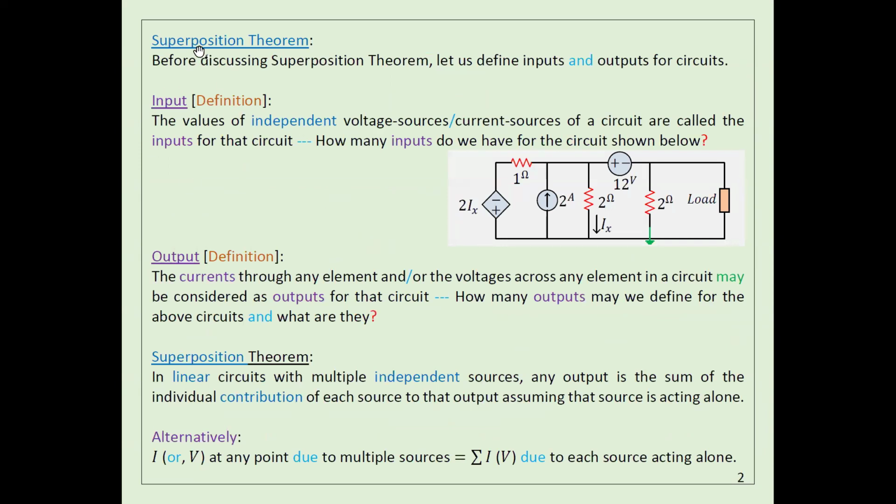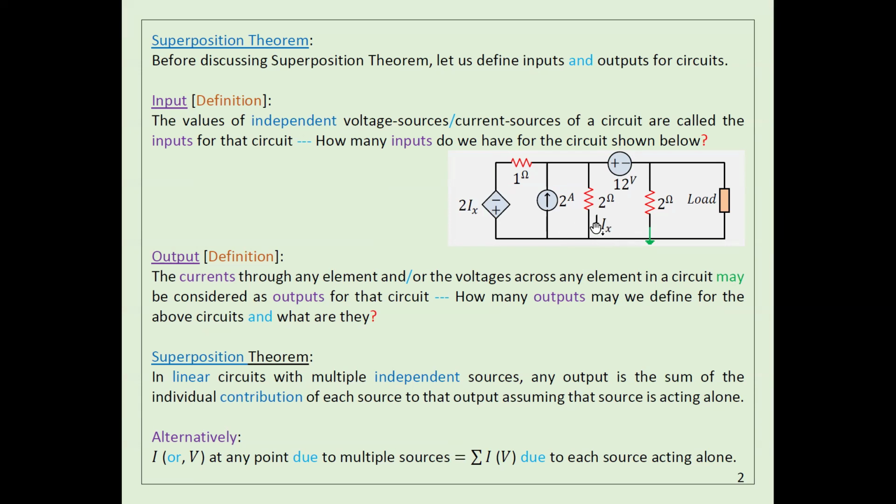So let's talk about the superposition theorem. What is the theorem telling us? It's a very easy theorem. For example, look here, guys. This circuit has two dependent sources, and these are independent sources: we have an independent current source and an independent voltage source. Say I want to calculate the current here, just as an example.